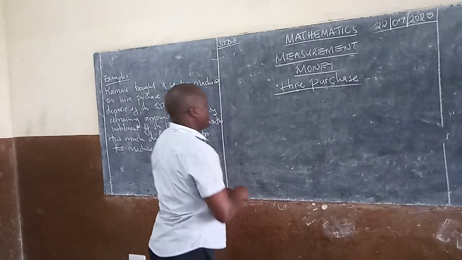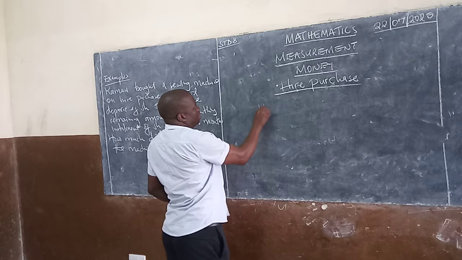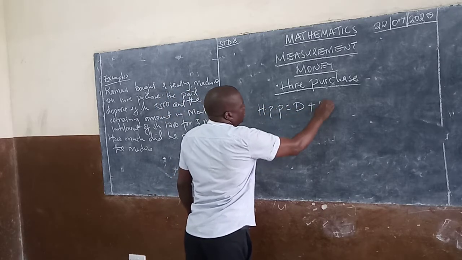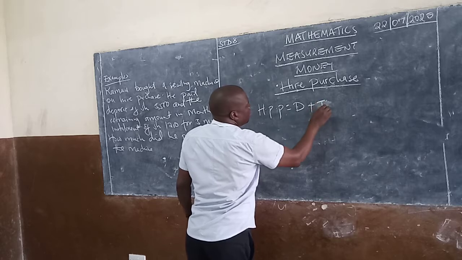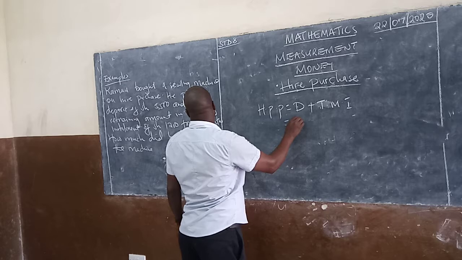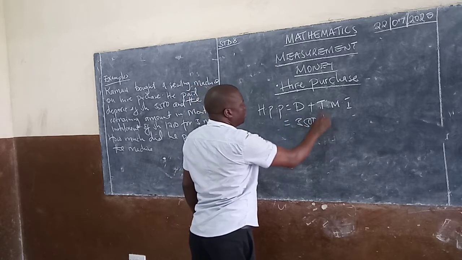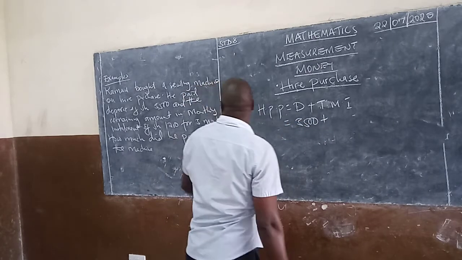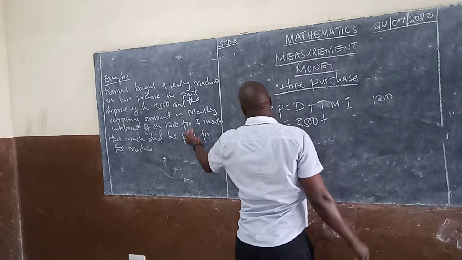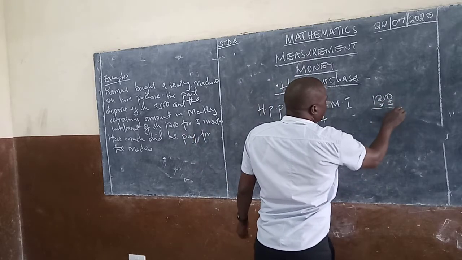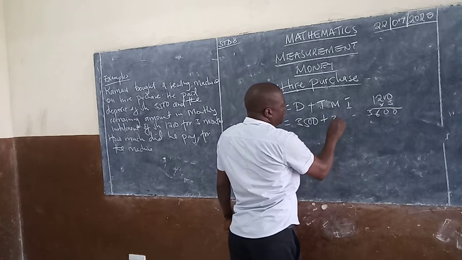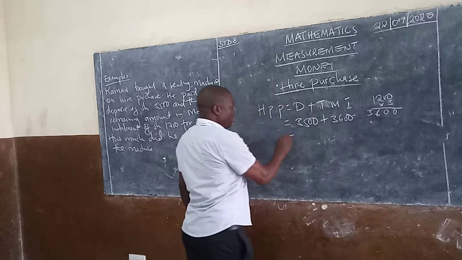First, we have our deposit. The hire purchase price is the deposit plus the total monthly installments. So our deposit is 3,500 plus the installments. We take 1,200 and multiply by the period of 3 months. So 1,200 multiplied by 3 gives us a total monthly installment of 3,600.